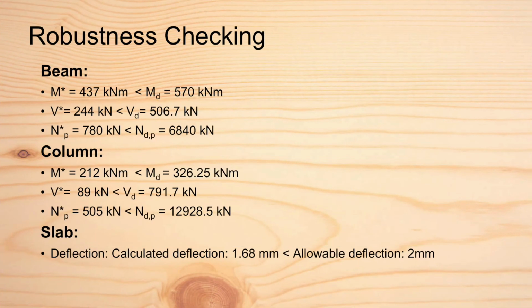The structural stability and strength are checked by both hand calculation and simple SPACE GASS modeling. Beams and columns comply with the ultimate limit state design according to AS 1720.1. This includes bending, shear, and compression. For the slabs, the deflection is checked with the serviceability design.